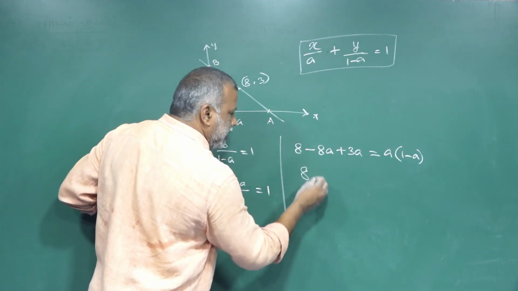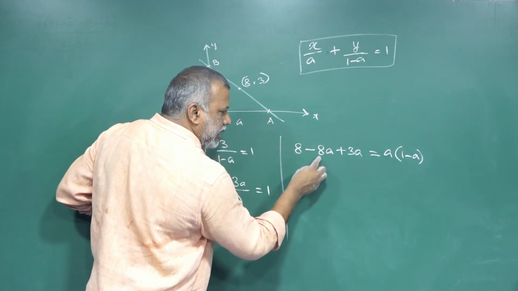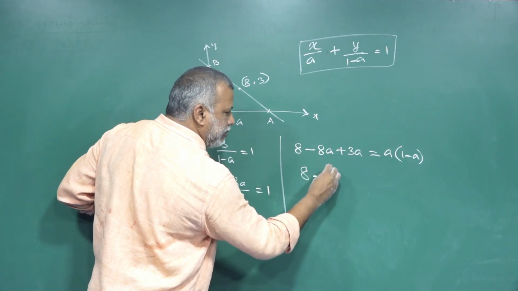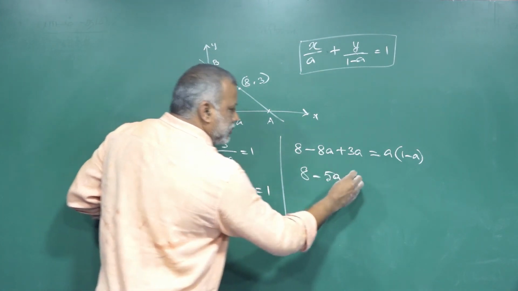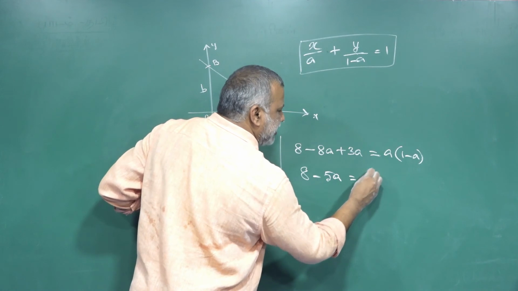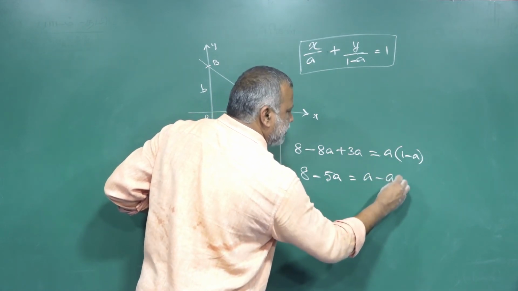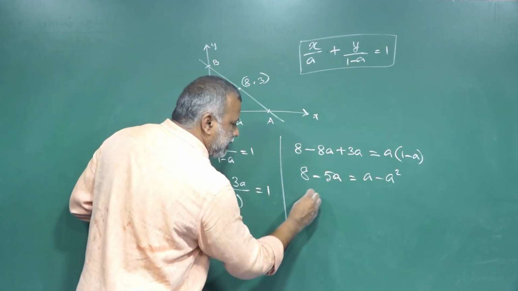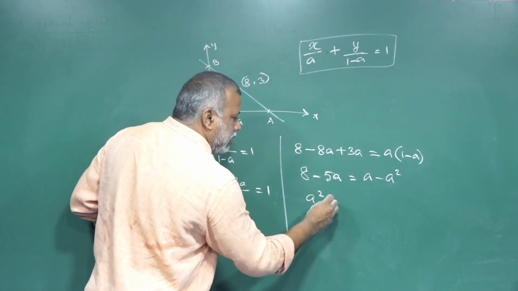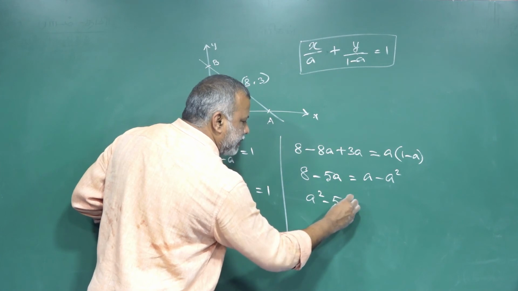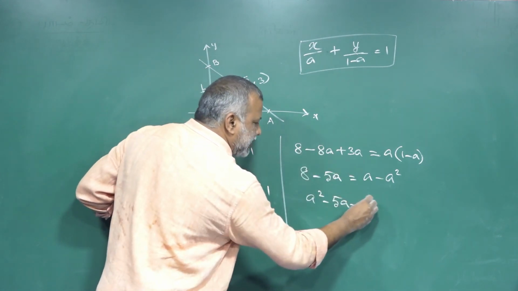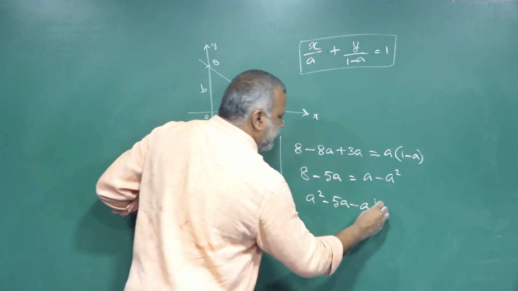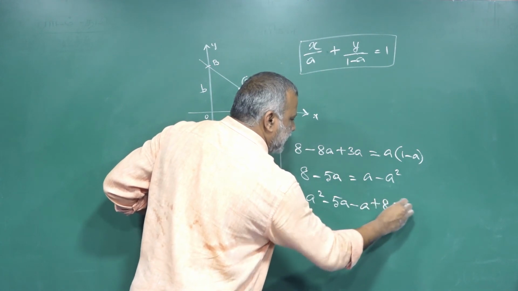See here, 8 minus 3a and 8a must be simplified, and you get minus 5a. This is equal to a multiplied inside, we get a minus a squared. Convert everything to the same side. This a squared becomes positive, and already you have minus 5a. This a again comes to the other side, we get minus a. Then you have 8 equal to 0.